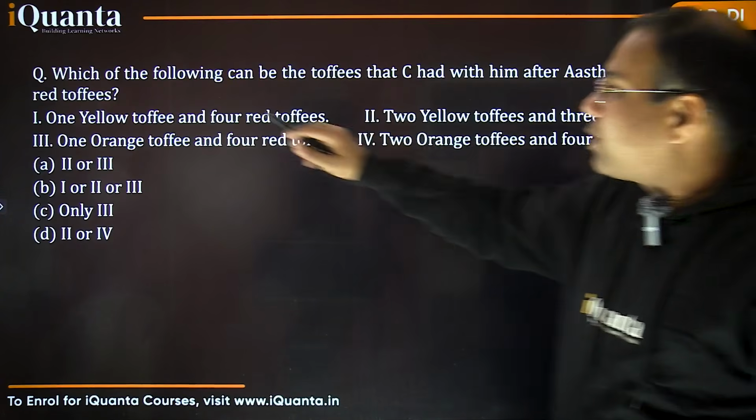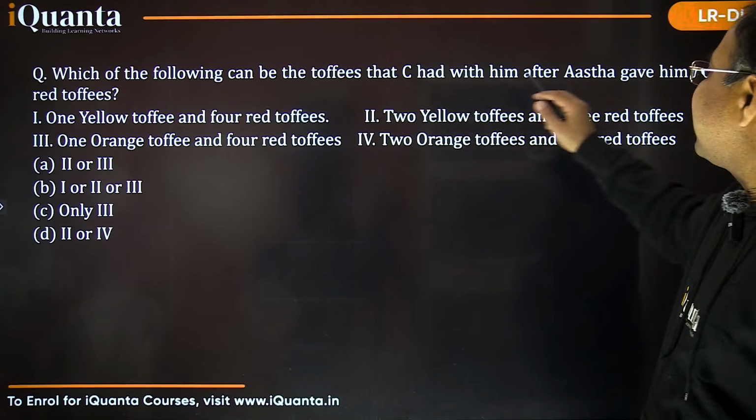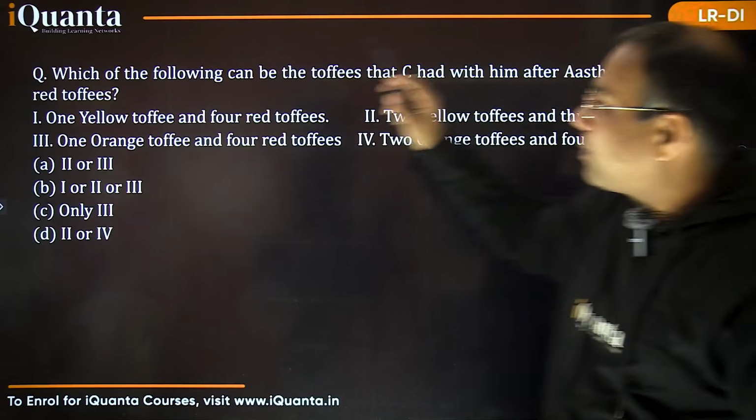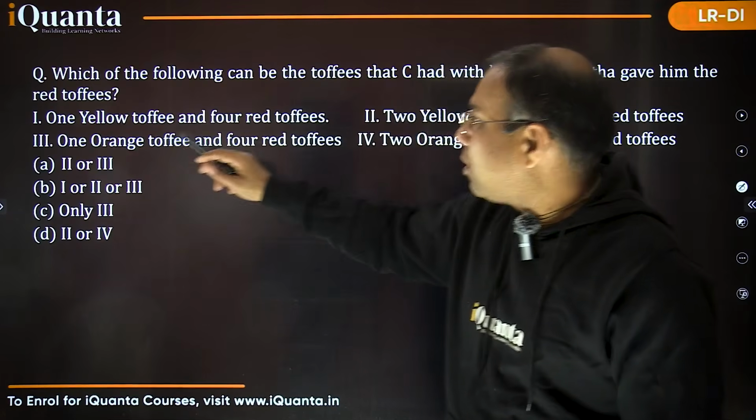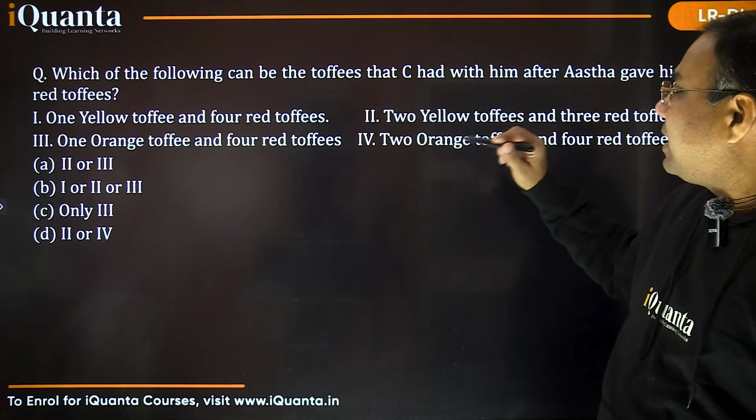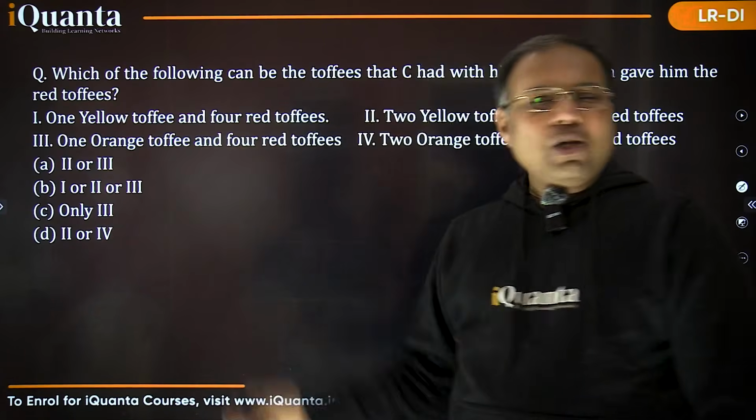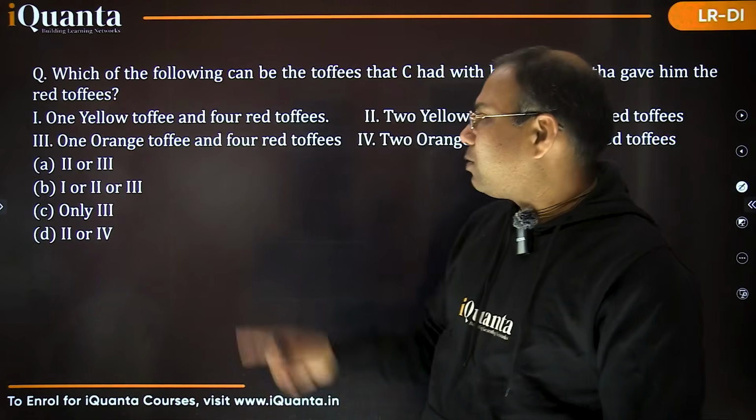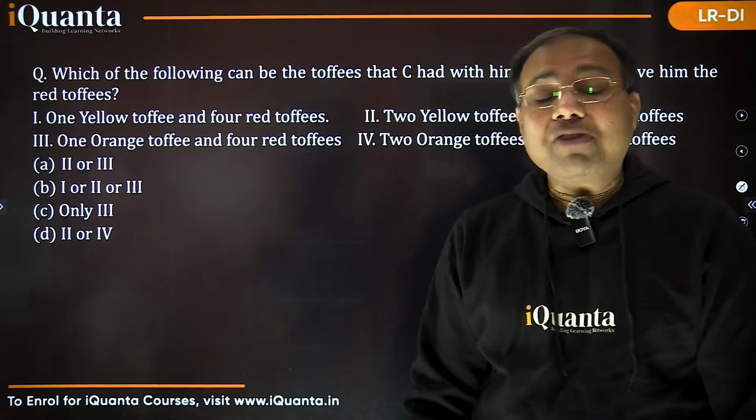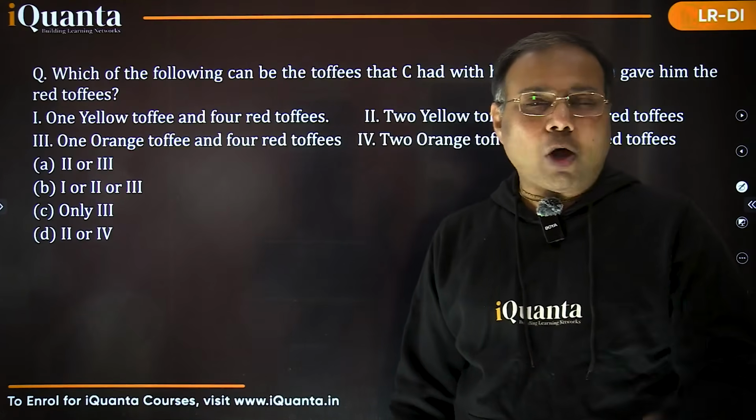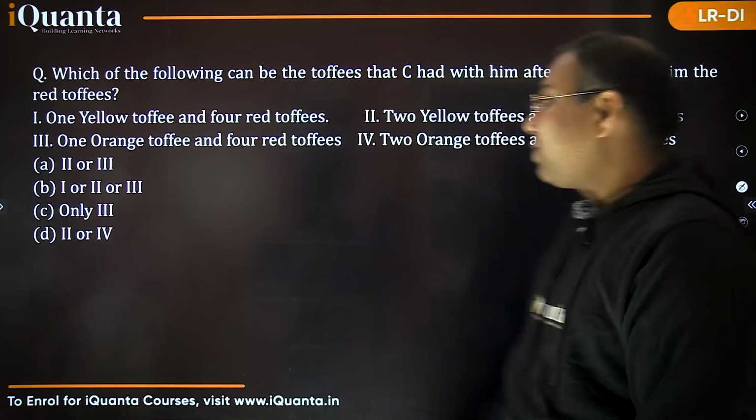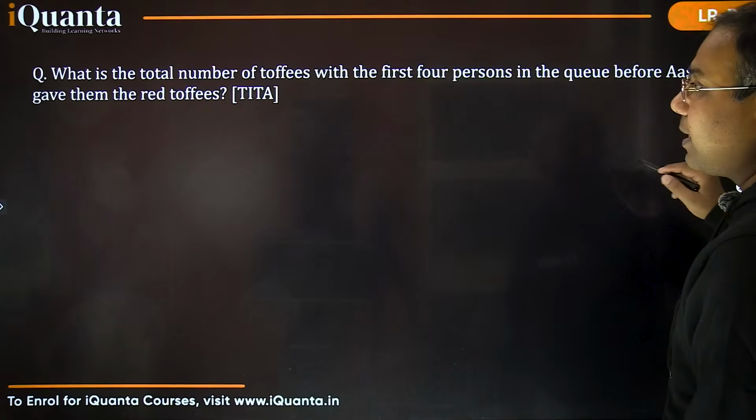Here also: which of the following can be the toffees that C had with him after Astha gave him red toffees? So one yellow toffee, this. So what is the final thing with C? And again, we have the options 2 or 3, 1, 2 or 3, only 3, 2 or 4. So this is quite a bit confusing. We can see that this is again a question which suggests that there could be multiple cases possible, right?